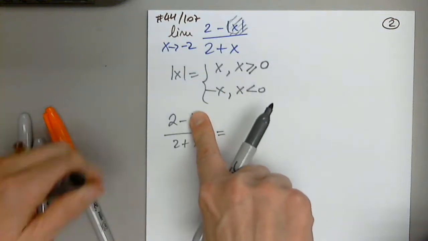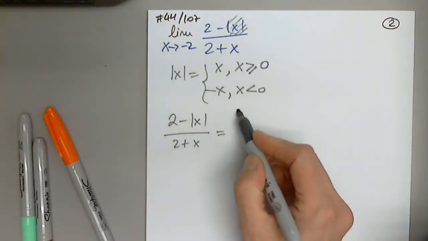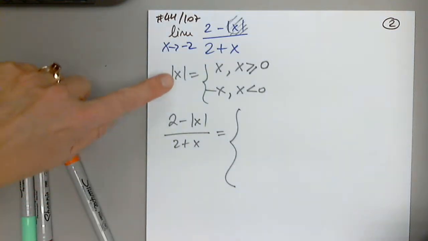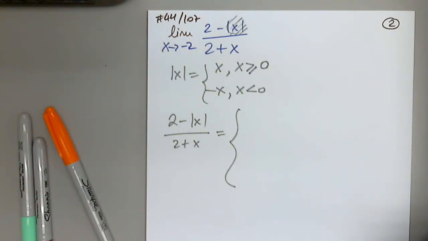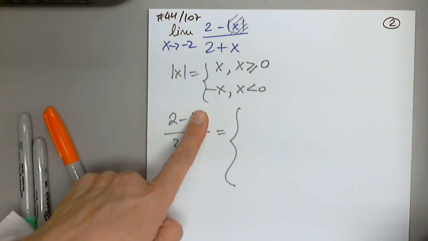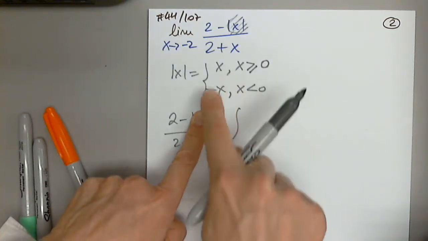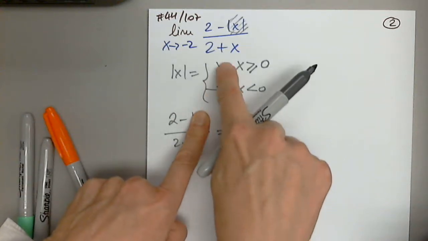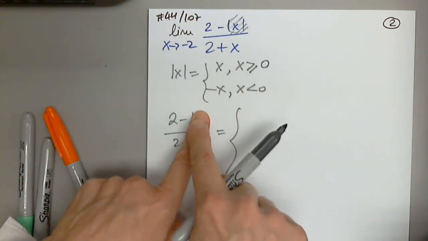So if this piece in here has 2 options, then the entire function must have 2 options. What is the first option? 2 minus absolute value of x. No, I'm done with the absolute value. There are 2 options for this. The first option is x. I cannot jump to the second one just yet. The first option is when the absolute value of x is x. What do I get?